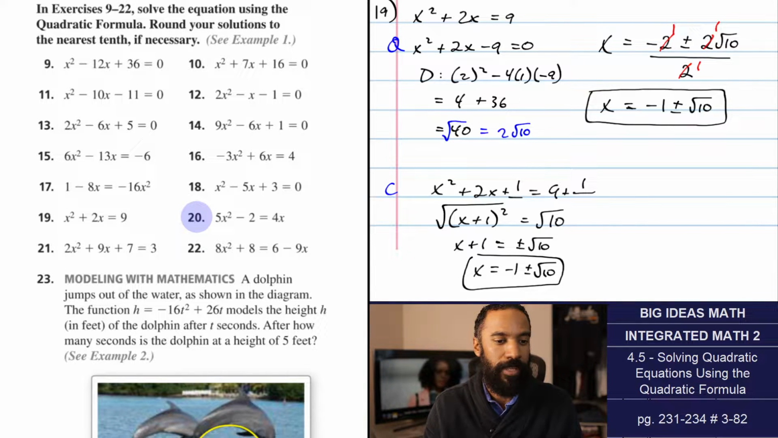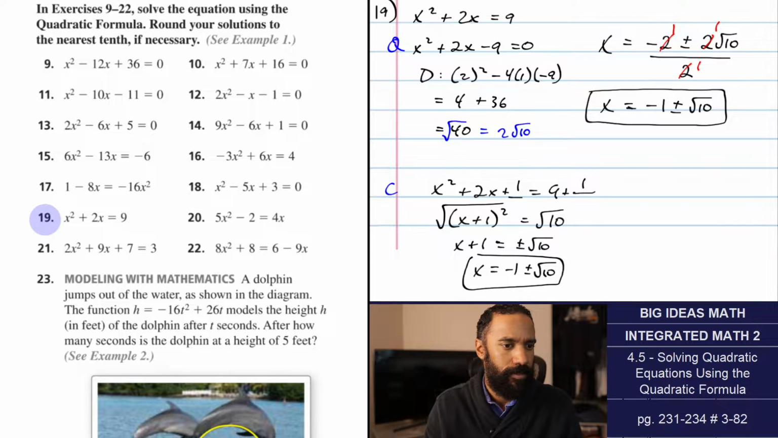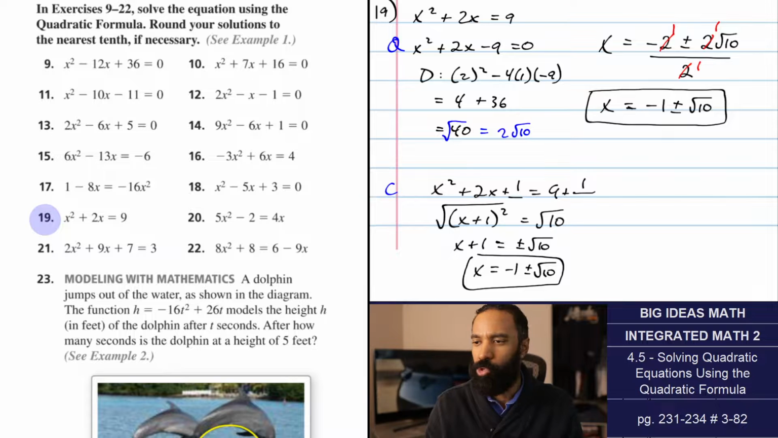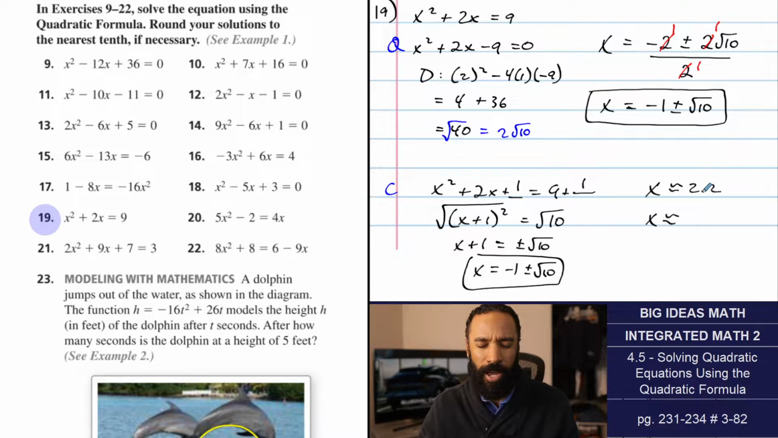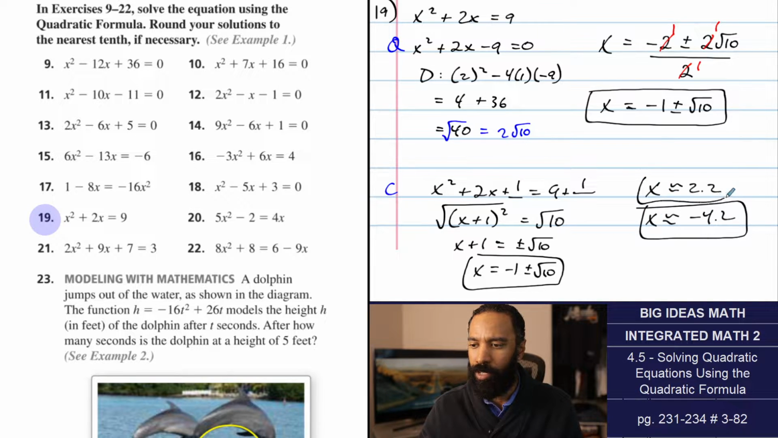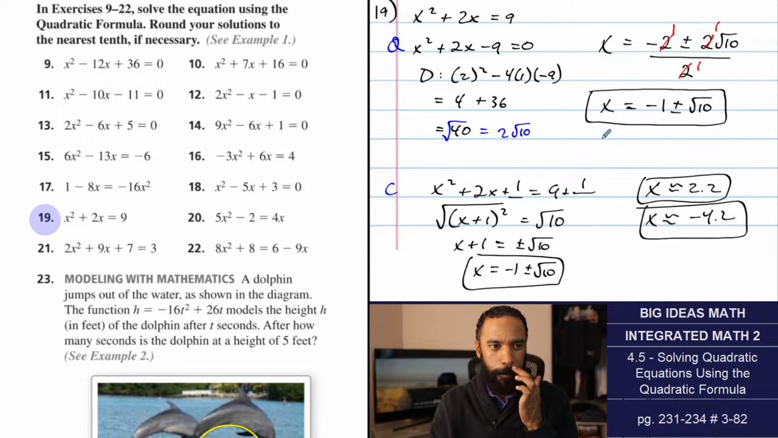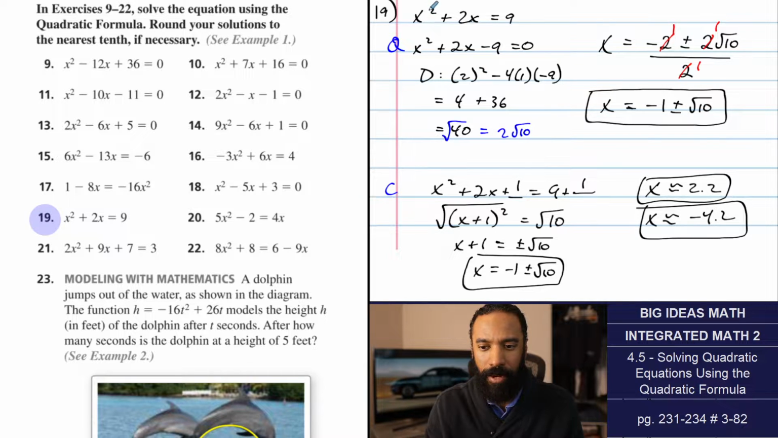Oh, I didn't round these yet. Let me go back. Let's do negative 1 plus root 10, which is about 2.2. And I'm assuming negative 1 minus root 10 would be about negative 4.2. I'm just going to go ahead and write that. If I'm wrong, sorry. But negative 4.2. I don't think it's wrong.